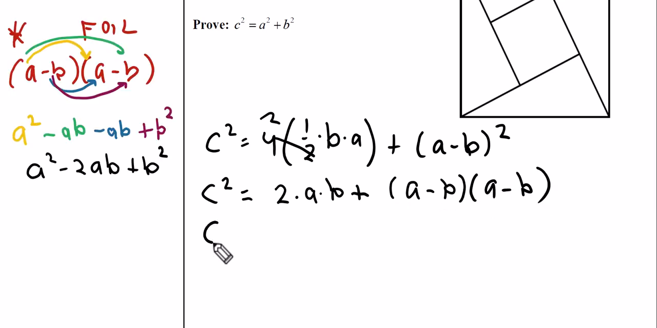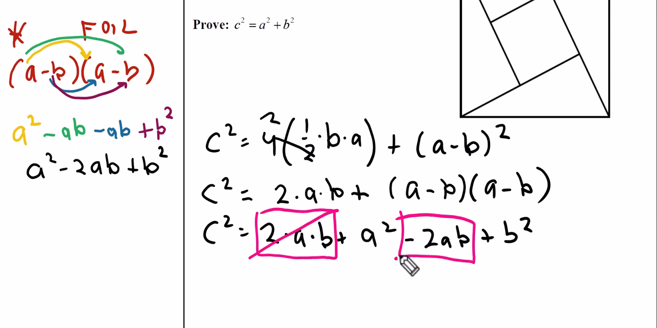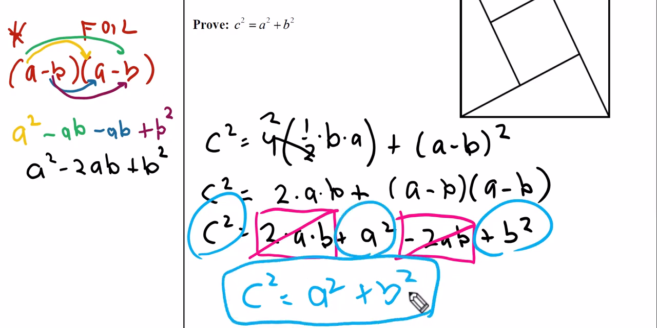And if we go ahead and FOIL that, you're going to get a squared minus 2ab plus b squared. Now, notice that here's a positive 2ab, here's a minus 2ab. They cancel out. And I'm left with c squared equals a squared plus b squared. And we have proven the Pythagorean theorem.